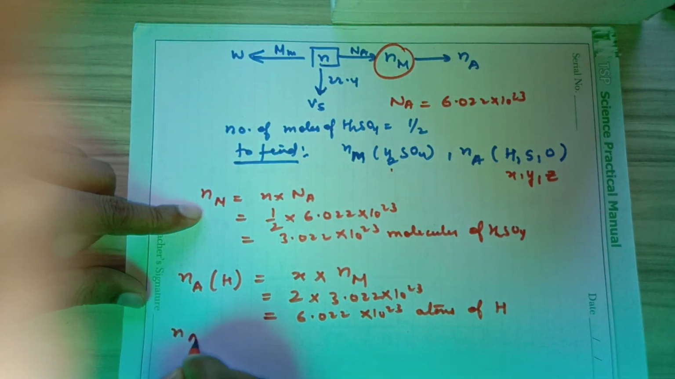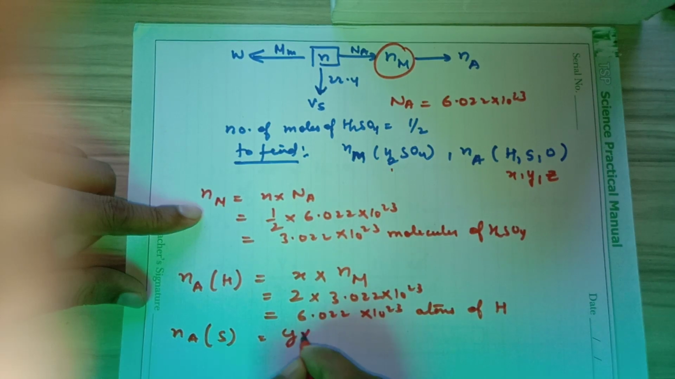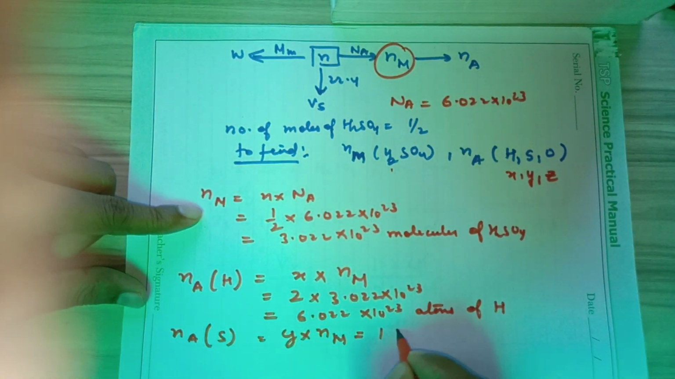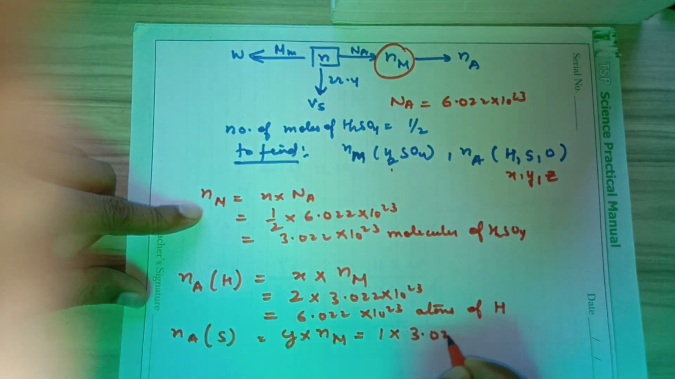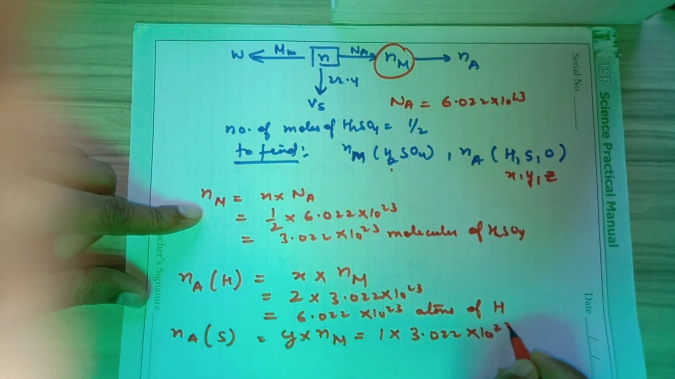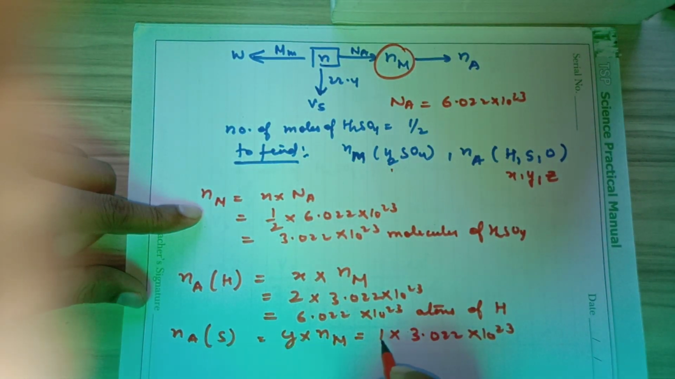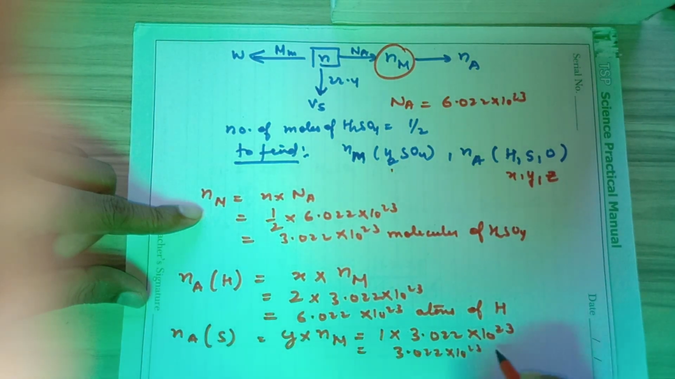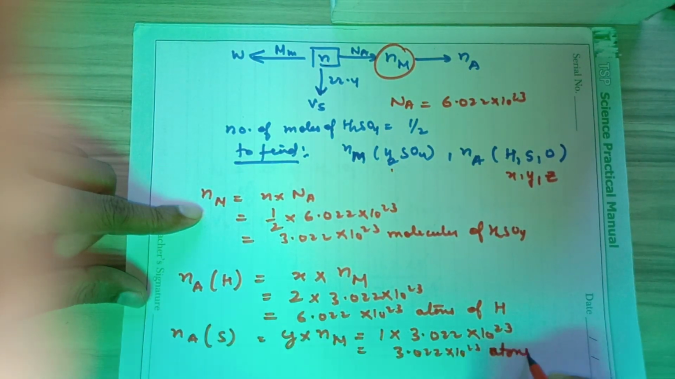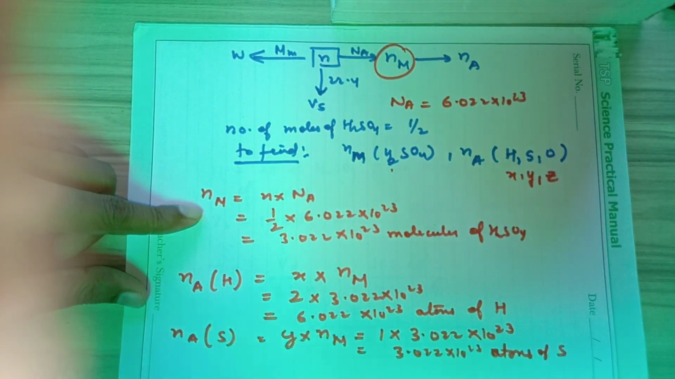Now if we find the number of atoms of sulfur, that is Y into the number of molecules, so it will be 1 into 3.022 into 10 to the power 23. We'll get 3.022 into 10 to the power 23 atoms of sulfur.